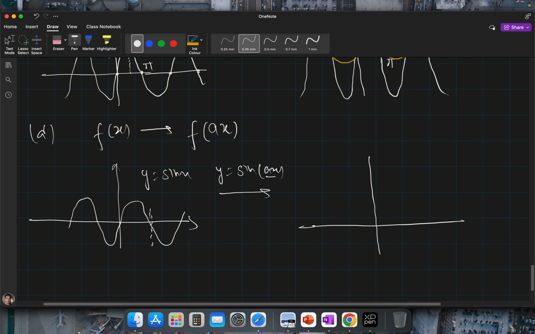Suppose earlier it was at point A. Now if a equal to 2, then the vertical height will remain the same, but this graph will be compressed in the horizontal direction. So yeah, the graph will be something like this.